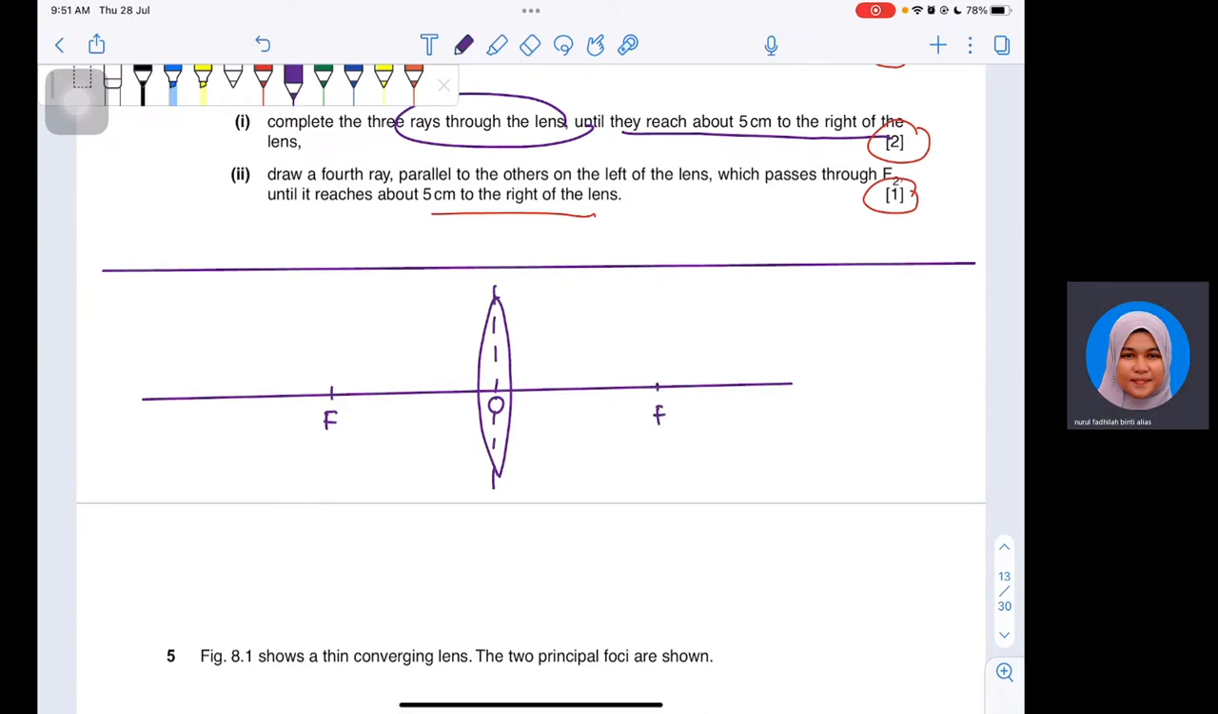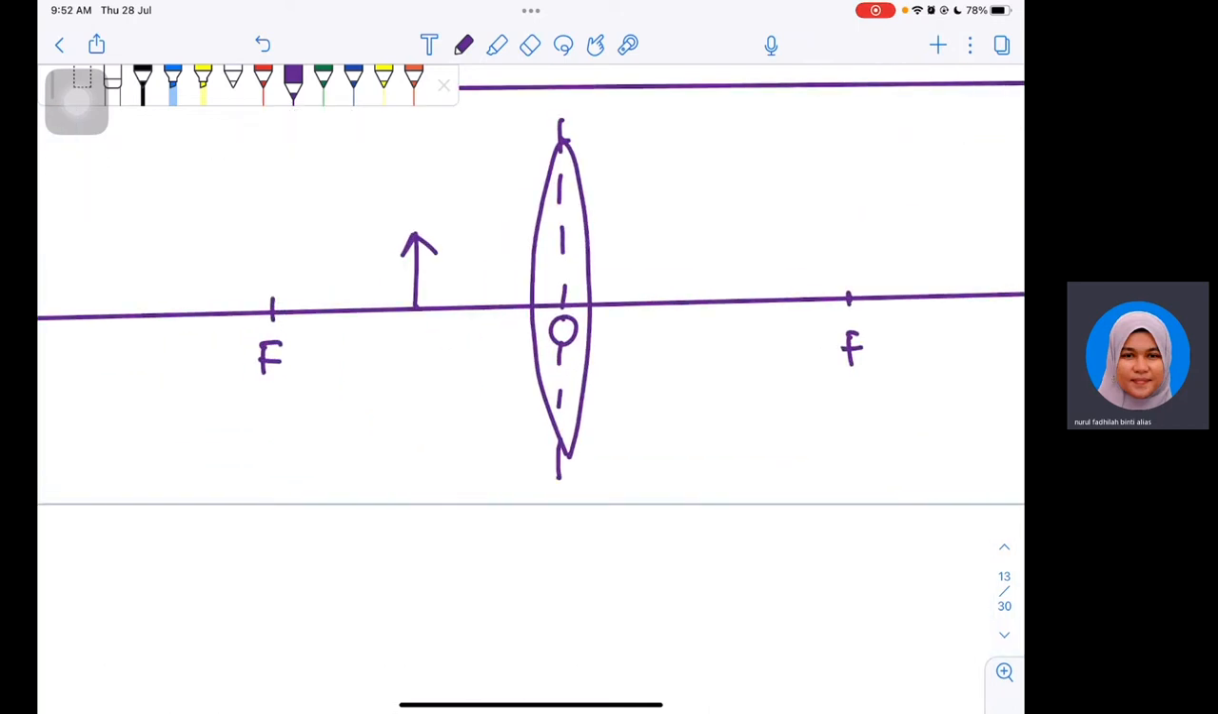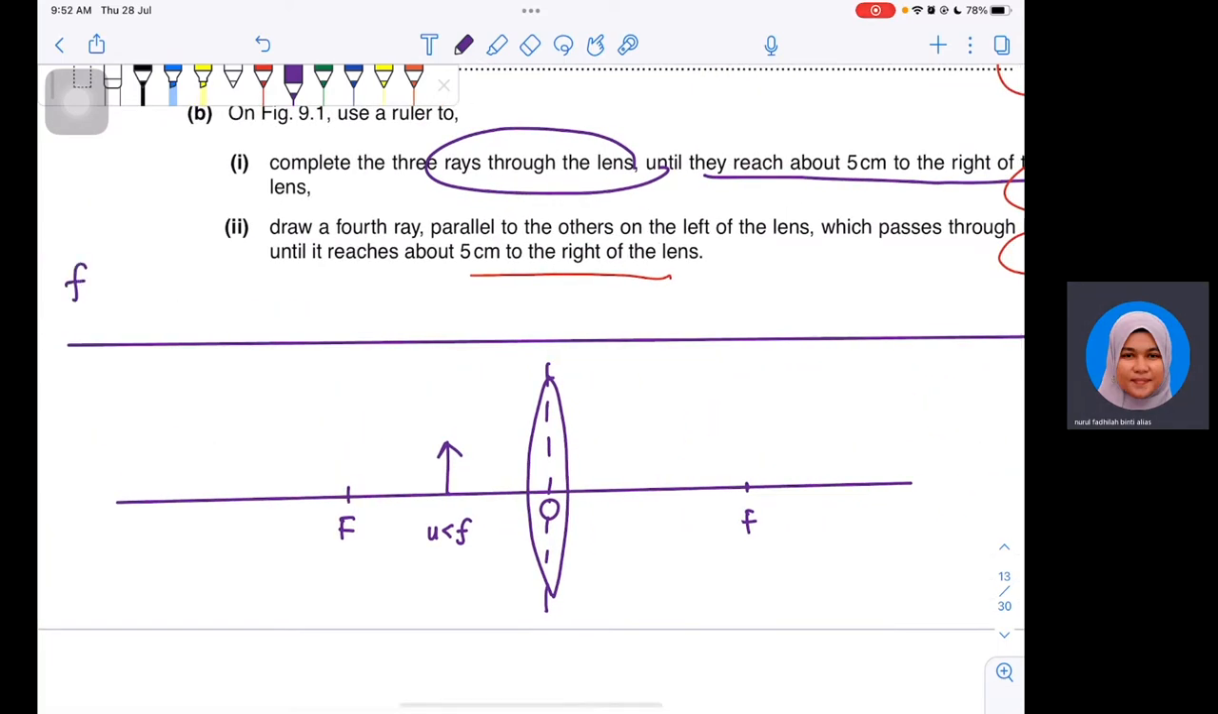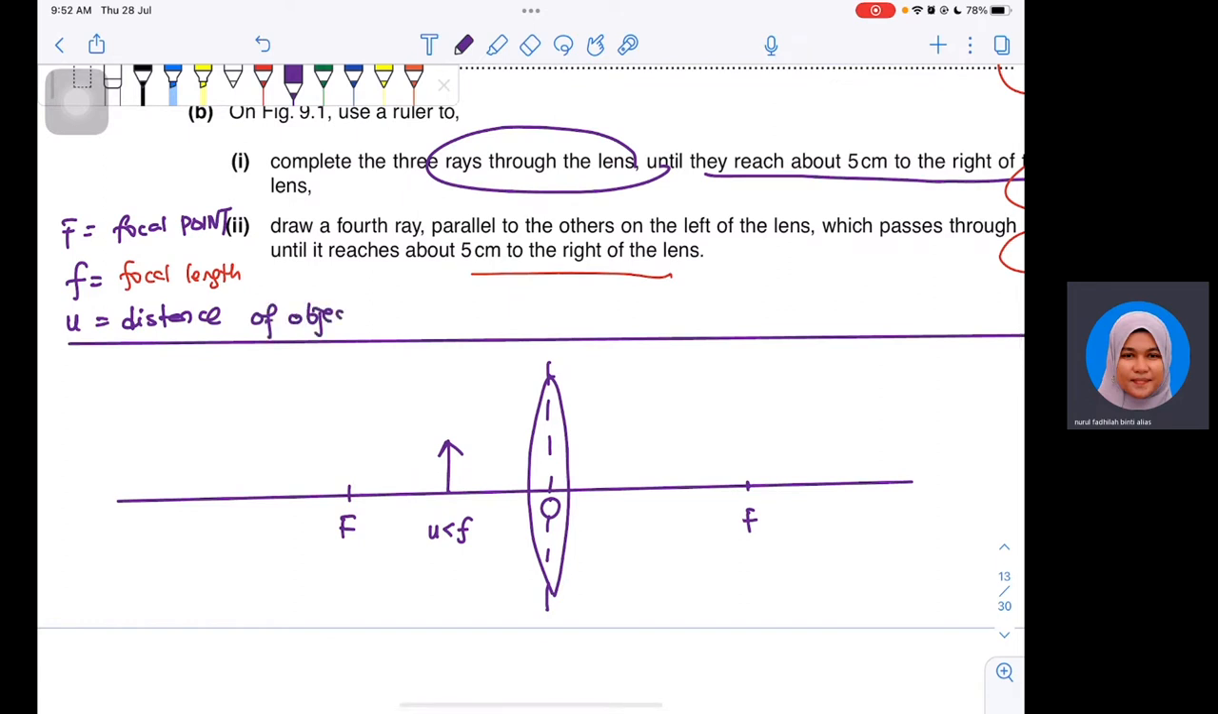Quiet, don't make noise, just watch. Now the object is here. Where do I position the object? I say the position of the object now is u less than f. Here you need to know what f means. f, small letter, is the focal length. If F is capital, it's the point. So capital and small letters have very different meanings. And next you need to know what u is. u is a distance, so it's about length. The distance of the object, from where to where?